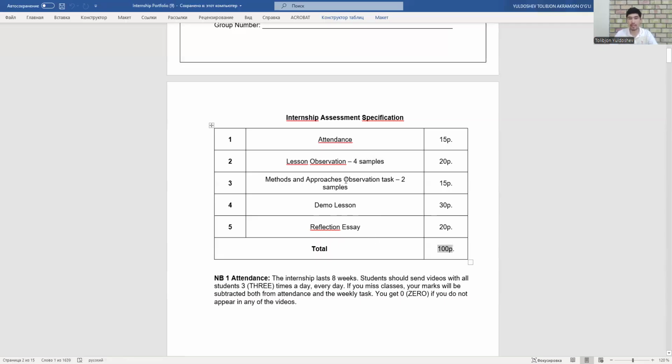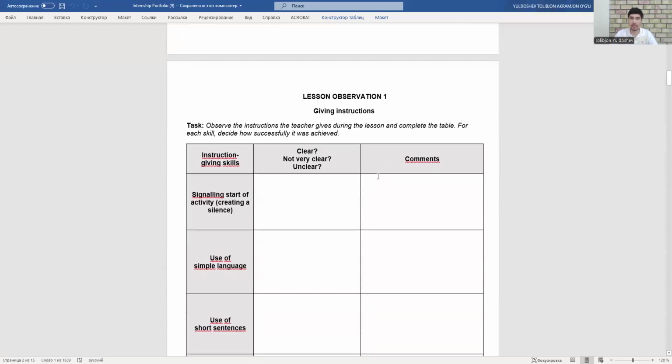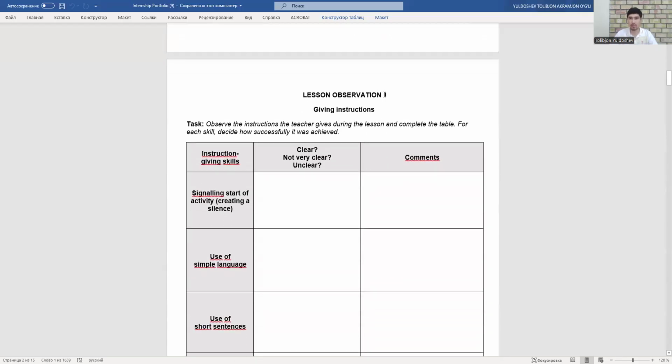Now, let me explain each task one by one. For example, how to complete lesson observation. As you go down, you will see lesson observation 1. You can print this one out, and when you are sitting in the classroom, you can complete it. Meanwhile, you can complete it while you are observing the lesson.